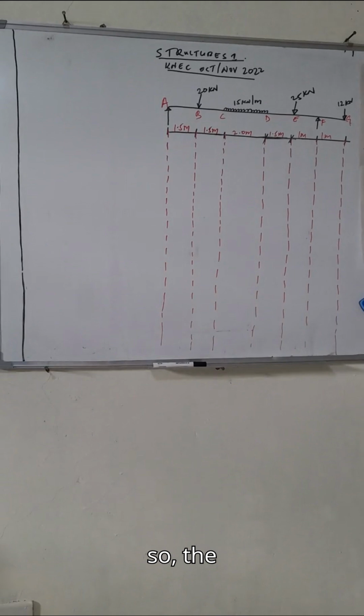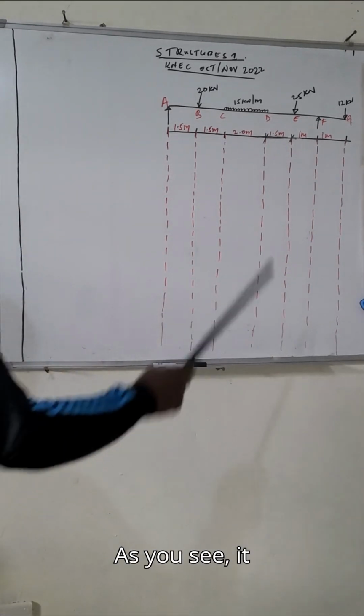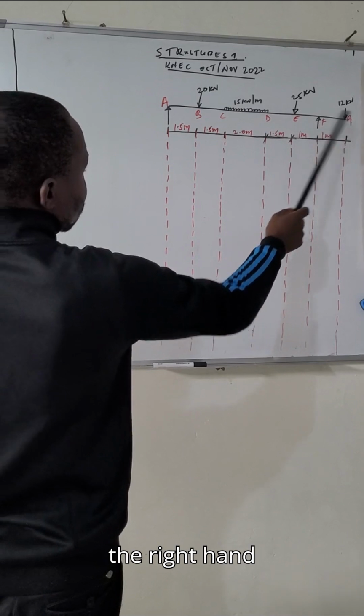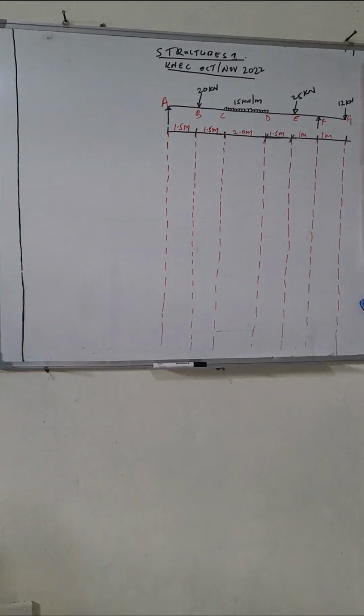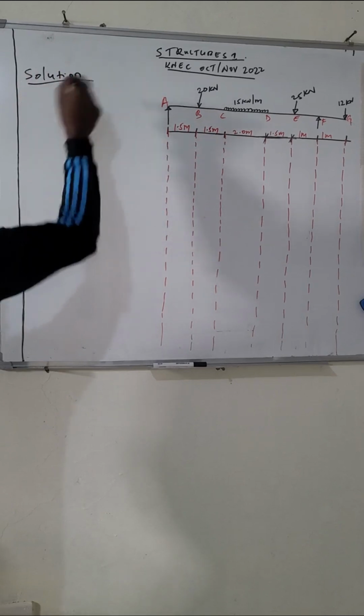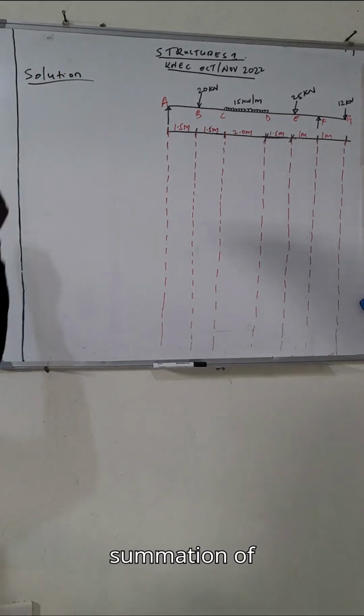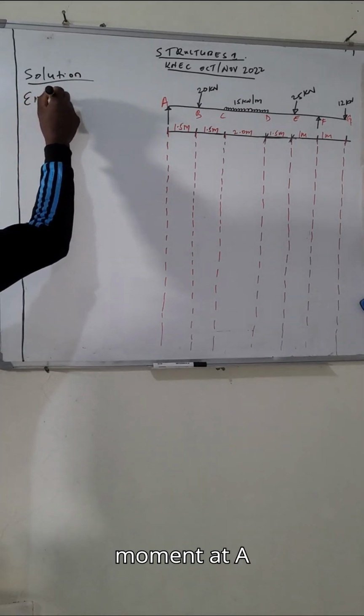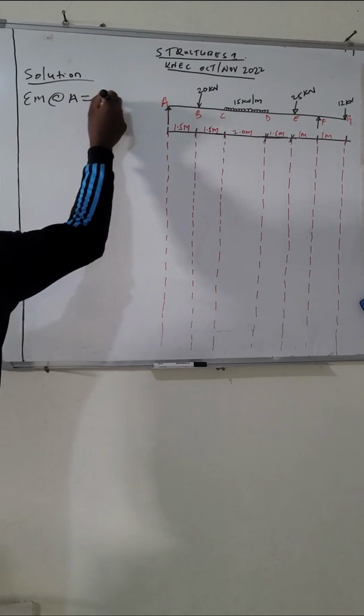After doing so, the next thing to do is to calculate the reactions. To calculate the reactions, we will use the equations of equilibrium, because this is a single span overhanging beam. As you see, it is overhanging on the right hand side. So, solution. Let's sum moments about any point. Let's say summation of moments at A should give you 0.